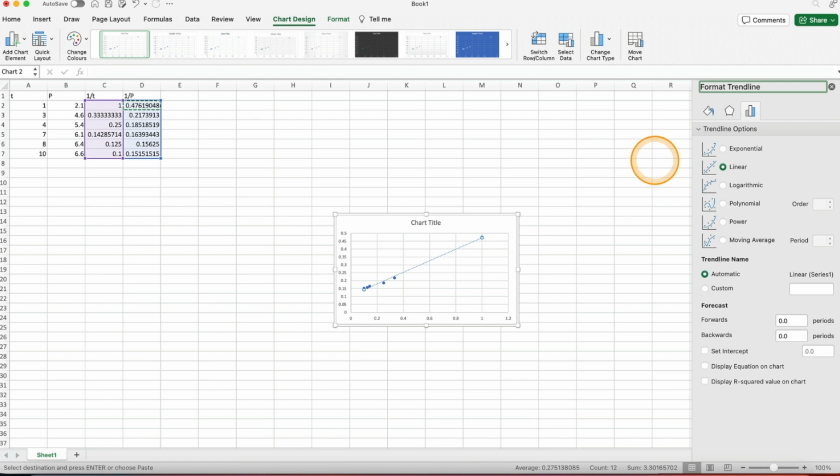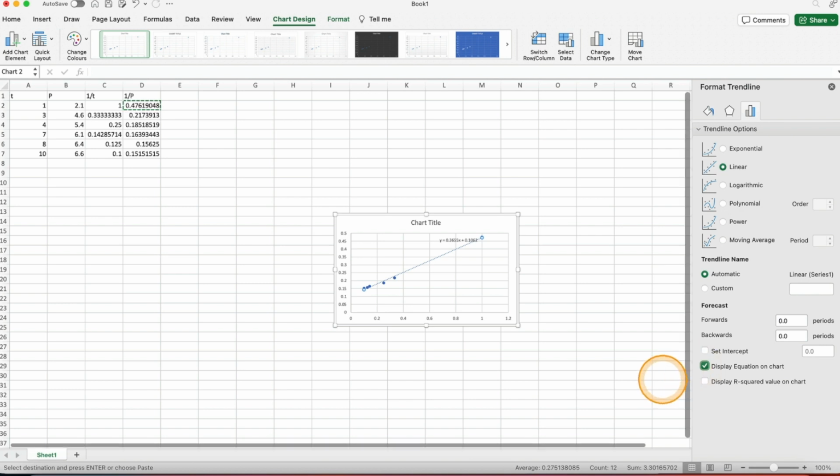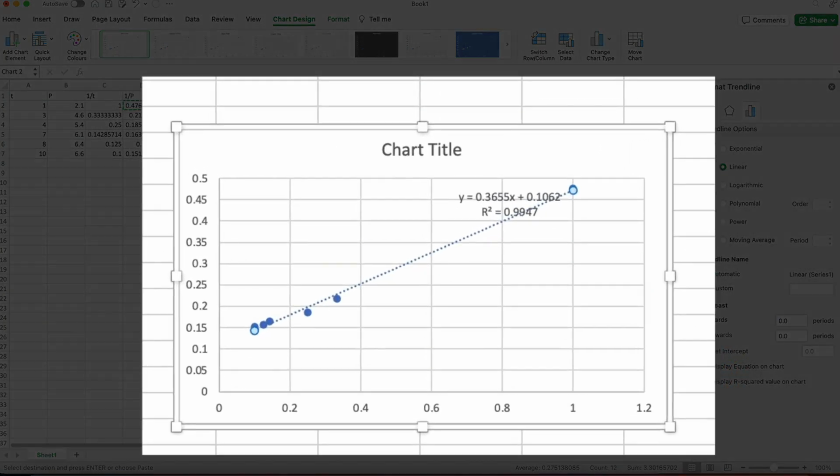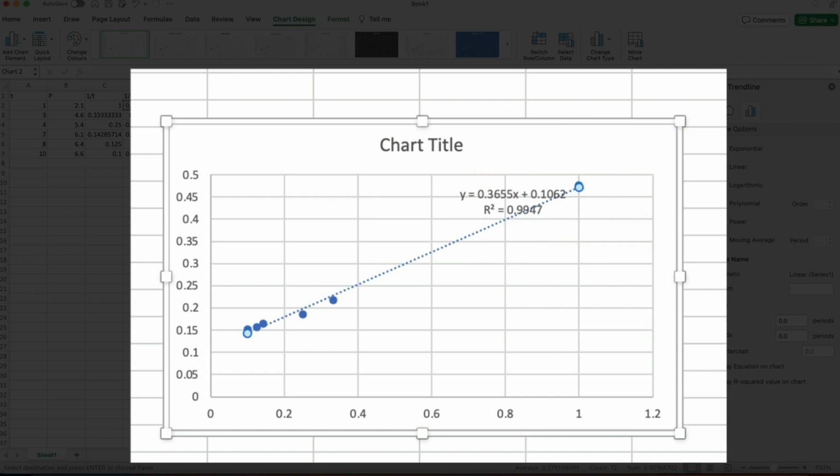In more trend line options, linear is selected, but we need the equation for that line. So I'll click on display equation on chart, and I'll also click to display the R-squared value. The equation of the line that we have is y equals 0.3655x plus the constant 0.1062. That's the equation of the line, and the R squared is close to 1, indicating a good fit.